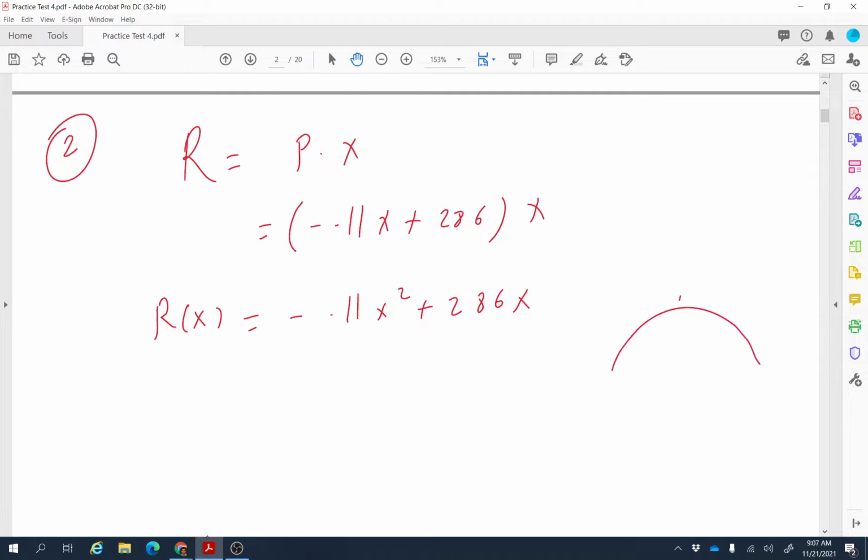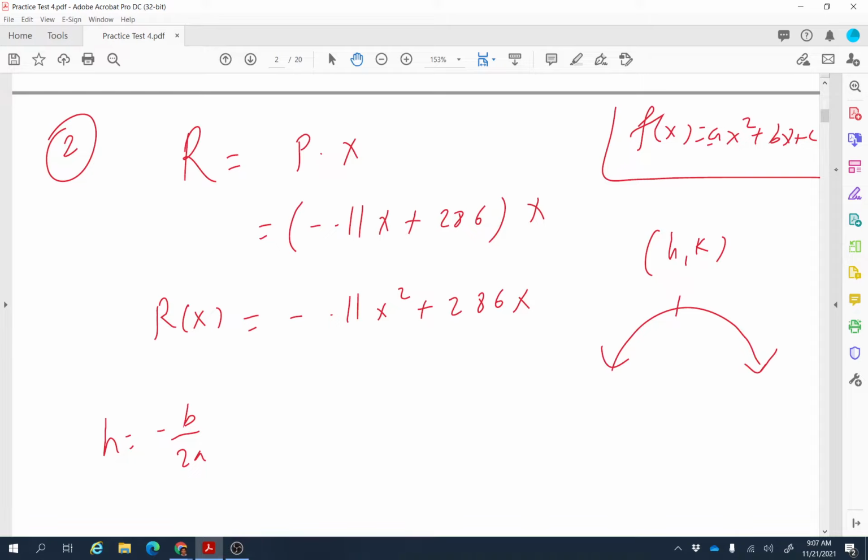So the graph would look like this. The vertex is, let's say, H and K, and by doing the same thing we did in problem 1, H is negative b over 2a. If you compare this function with ax squared plus bx plus c, a means the coefficient in front of x squared.